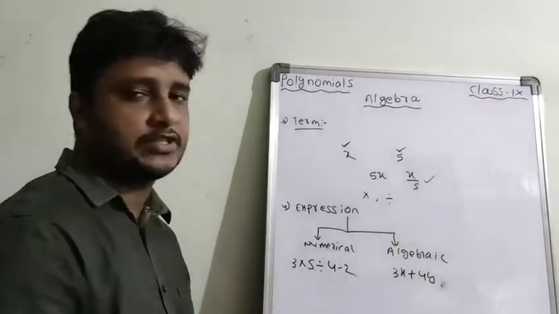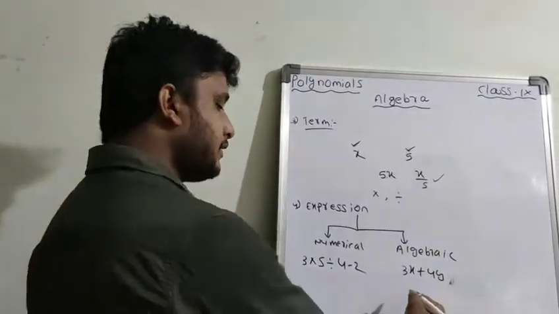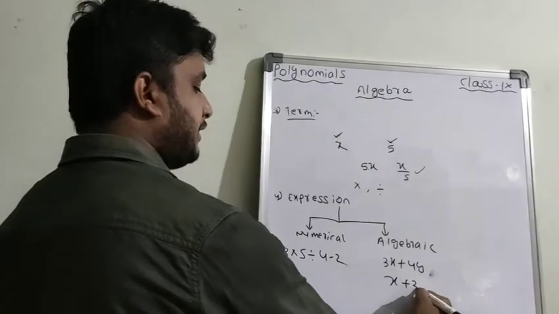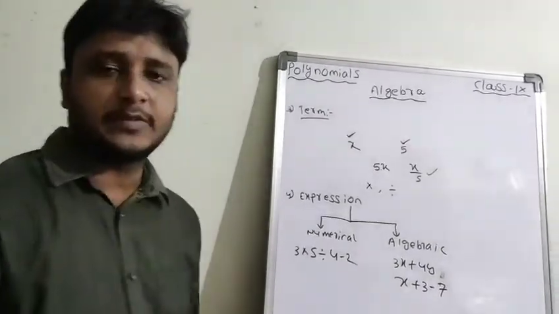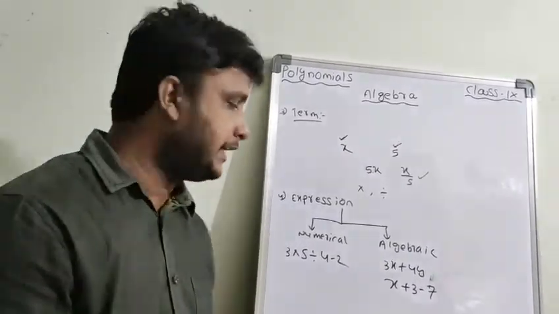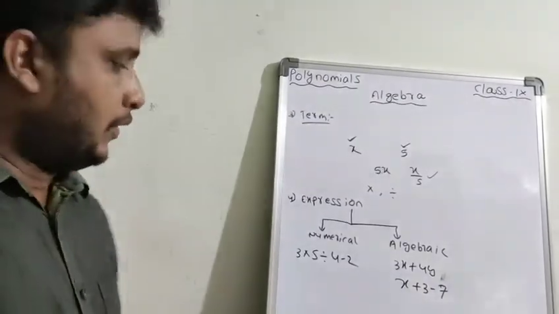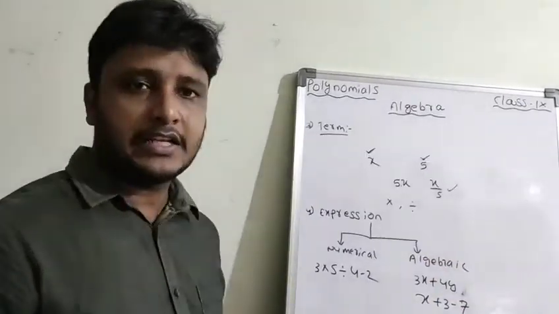If you observe in this expression, two variables are there. Otherwise, x plus 3 minus 7. In this expression, at least we have one variable. Then it is also an algebraic expression. Okay, so this is the meaning of algebraic expression.